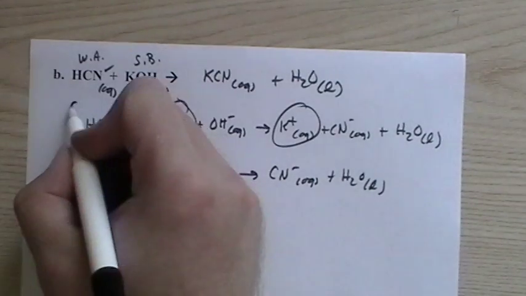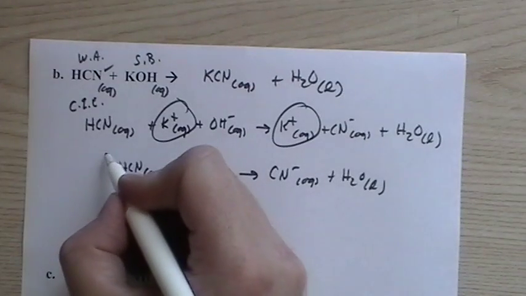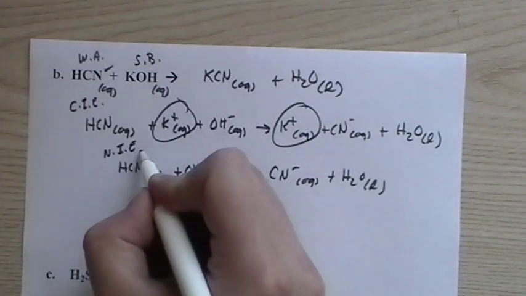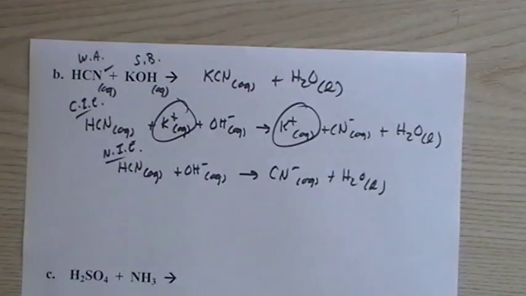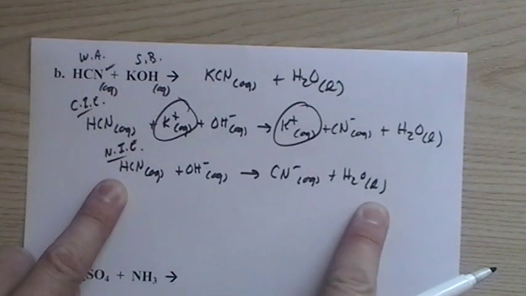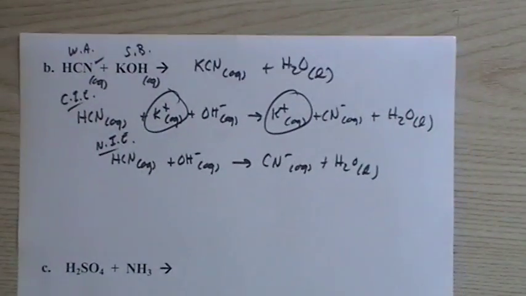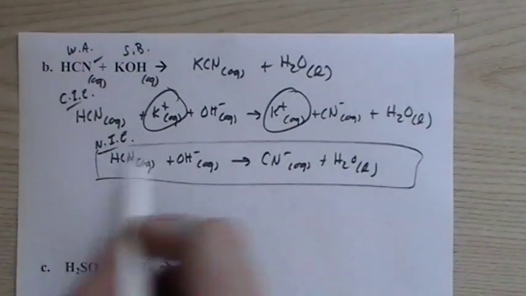So we see that we have the complete ionic equation where we leave the HCN alone and the water alone. And the net ionic equation is slightly more complicated than the strong acid, strong base one, which was just H plus OH minus produces water. Because this remains intact, we have to carry it through. And so it's a little trickier.